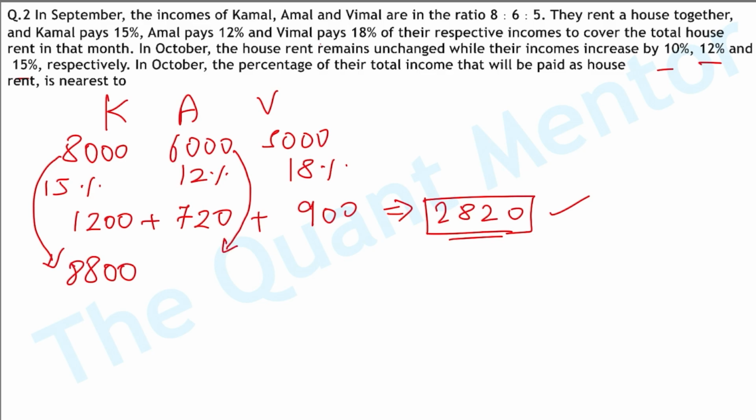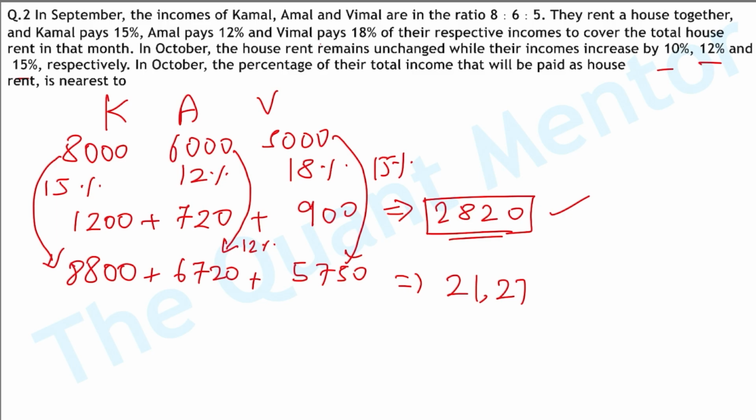Amal's income increases by 12%. So 12% of 6,000 is 720 as we have found. The new income is 6,720. And similarly, the income of Vimal increases by 15%. 15% of 5,000 is 750 rupees. So the new income is 5,750. So total income is now 8,800 plus 6,720 plus 5,750. This basically boils down to 21,270 rupees.